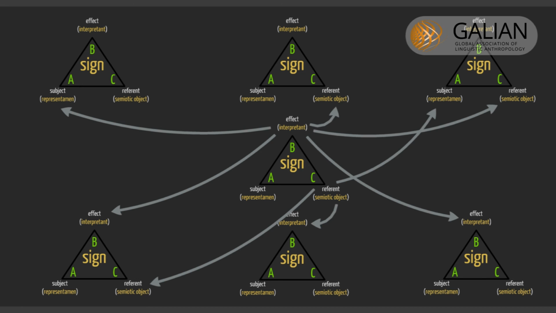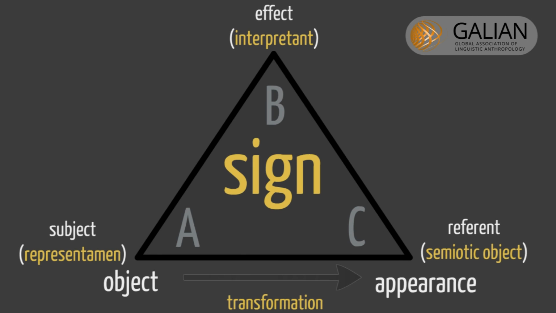So back to the large diagram, we have at the bottom left the representamen, which is sometimes called the subject, which I call the object. The referent at the bottom right, which Peirce labels the semiotic object, and the effect, the interpretant, labeled by Peirce. The interpretant relates to and mediates between the representamen and the object, to interrelate between them and with them. So what we're told is that there's mediation between the representamen and the semiotic object.